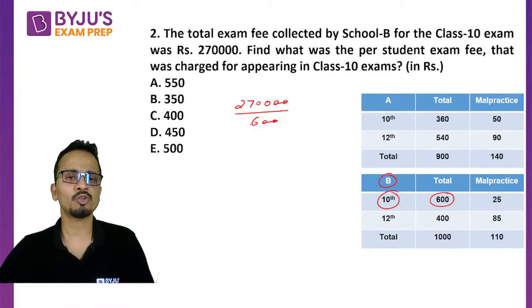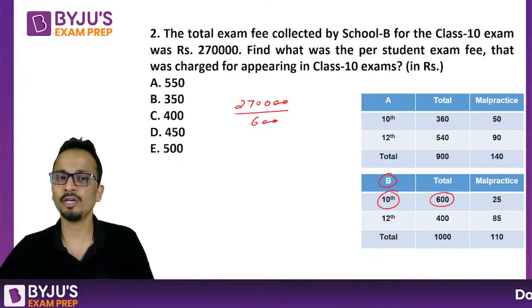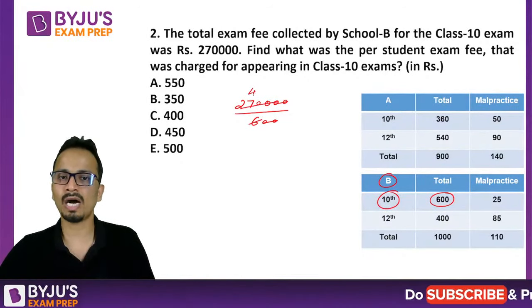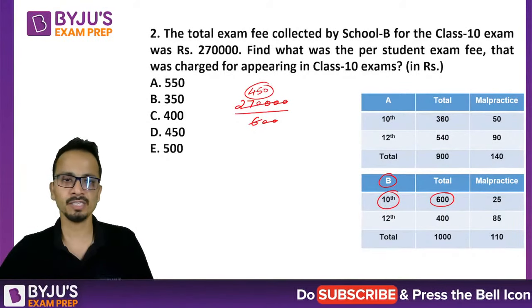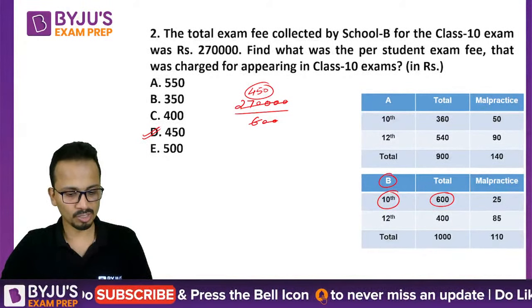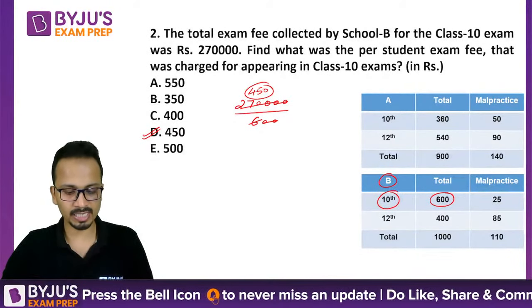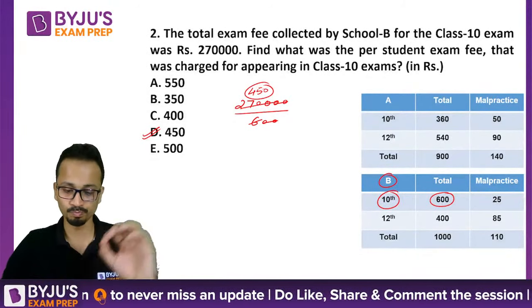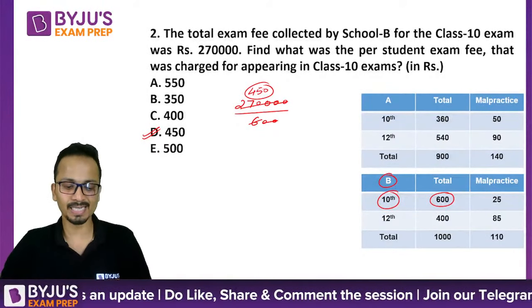So 2700 को 3 से divide किया 900, then 2 से divide किया 450. So answer will be 450. So option D again is the correct answer. All right. So yes, again, absolutely correctly given by almost all of you. So 450, yes, it is the correct answer.